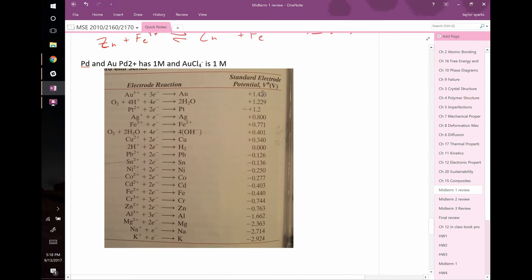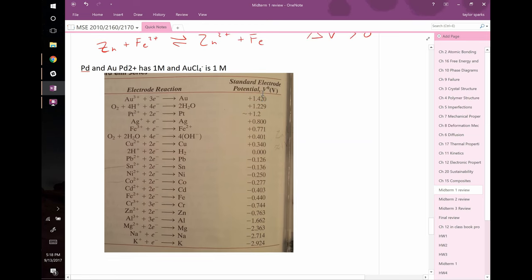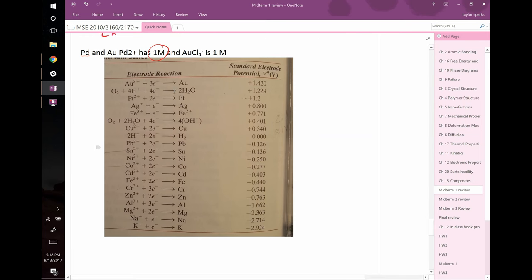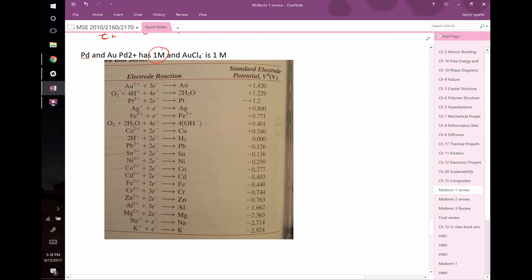So the question is, to what should we adjust this value? It's currently at 1 molar, the palladium 2 plus. Can we adjust that to some value to reverse the spontaneity, right? So let's write this out. Which one is going to be oxidized, which one is going to be reduced? Well, here's our gold. Gold 3 plus is at the very top of this, right? Palladium is not listed in this chart. Is palladium given in the problem there?